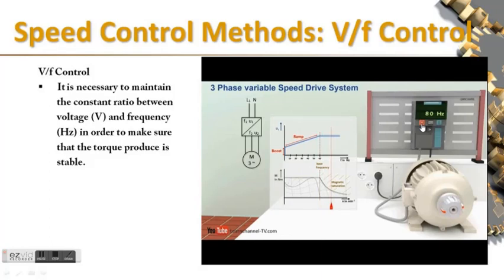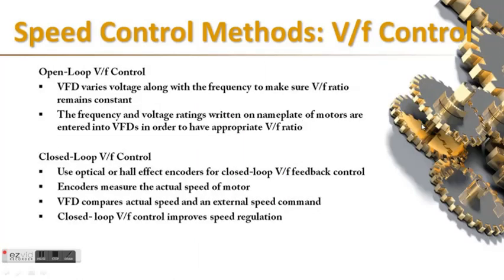Open loop VF control. To avoid variations in the magnetic field strength, open loop VF control of a VFD varies voltage along with the frequency, to make sure the VF ratio remains constant. Usually, the frequency and voltage ratings written on the nameplate of motors are entered into VFDs in order to have an appropriate VF ratio. Closed loop VF control. In the past, VF control did not use closed loop feedback. It only varies the voltage and frequency supplied to the motor, which depends upon external commands given by the user.